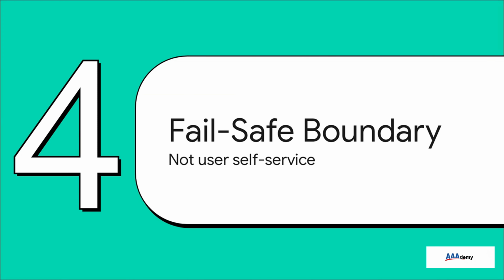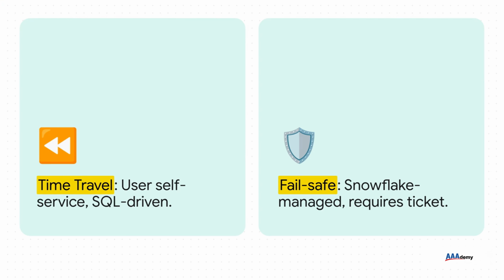All right, Section 4, the fail-safe boundary. So there is a very hard boundary here you'll want to keep top of mind. On one side, we have time travel. This is your domain. It's user self-service, it's SQL-driven, and you control it 100%. But on the other side, that is fail-safe. Fail-safe is a 7-day Snowflake-managed disaster recovery layer, and it only kicks in after time travel completely expires. It is not a user-operated SQL restore path.